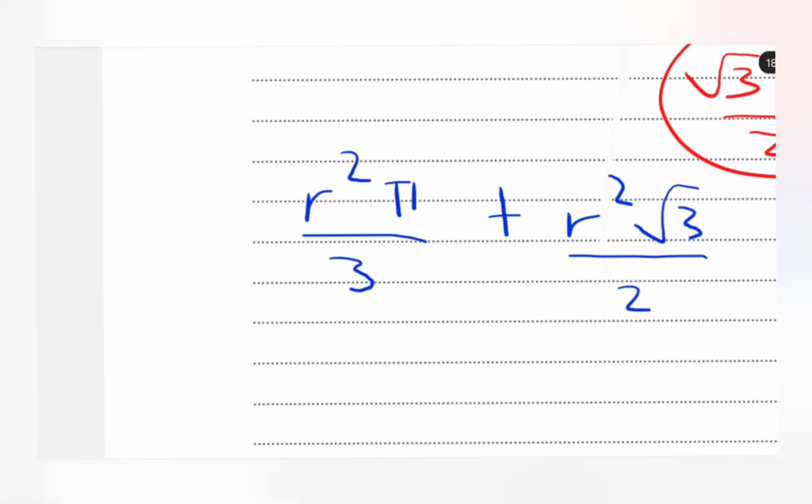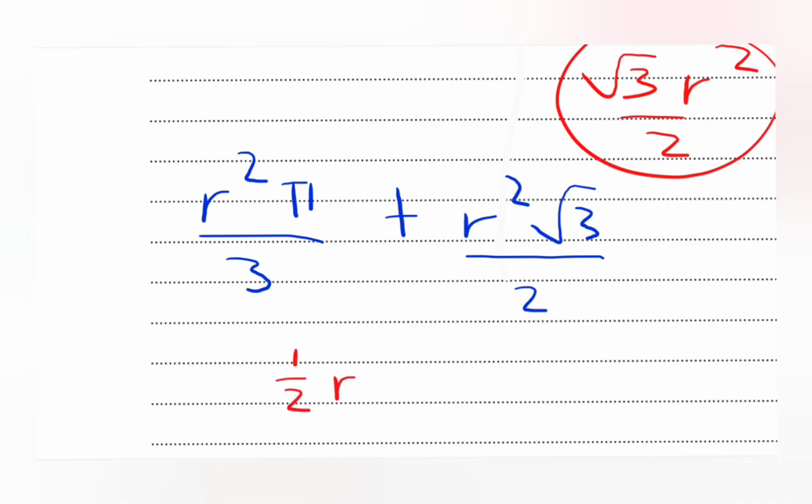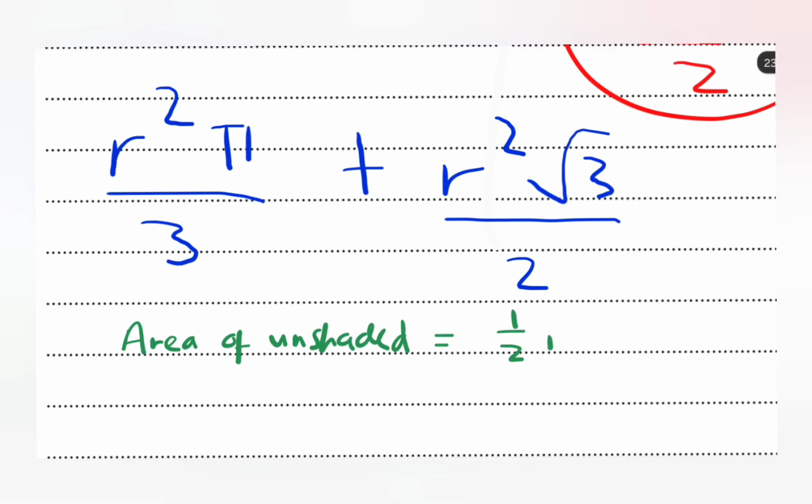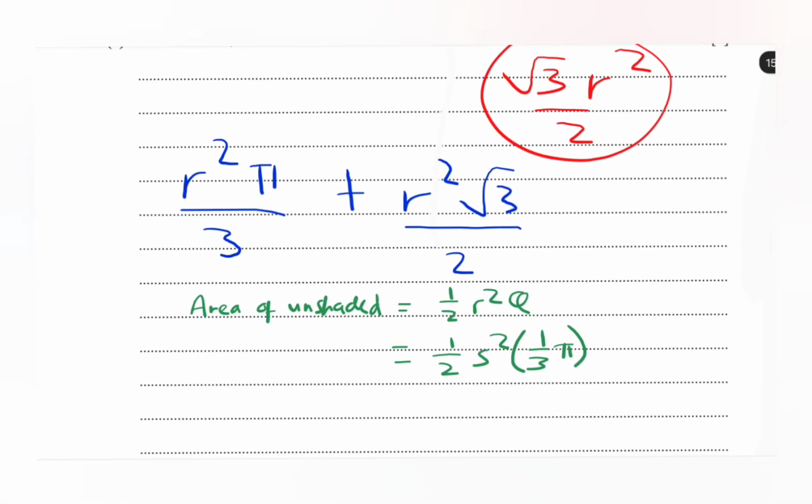So for the area of unshaded, we're just going to say half r squared theta. Let me just write the narration. Area of unshaded. That will be half s squared, and the theta is a third pi.